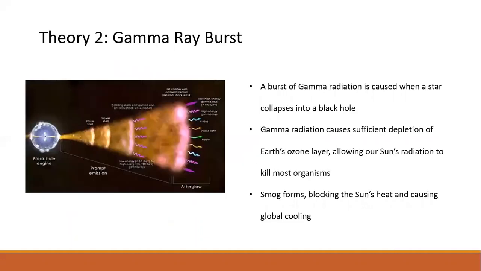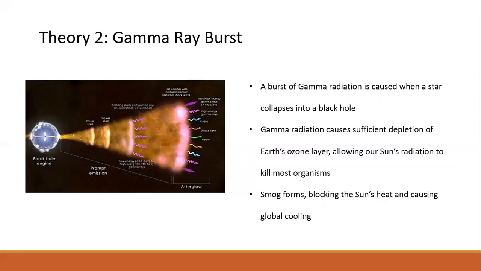The second explanation for the Ordovician-Silurian extinction, proposed by Brian Thomas and his colleagues at the University of Kansas, suggests that the collapse of a star into a black hole released a burst of gamma radiation directed at Earth. In this case, two things would have happened.